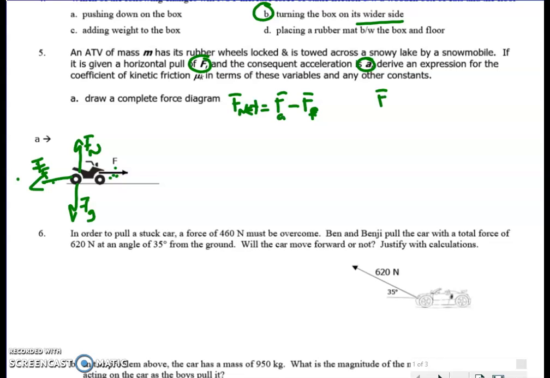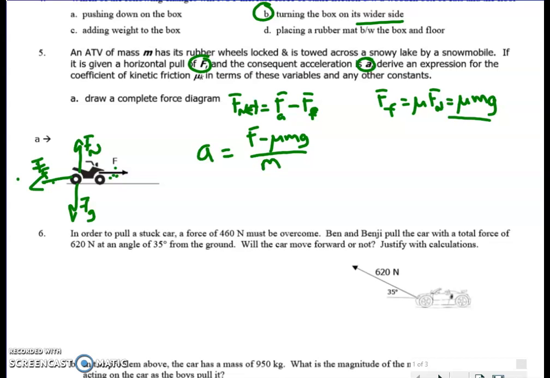And off to the side, I might say, okay, the force of friction is mu times the normal force, and that's going to equal mu times mg. Okay? So now I got F net. I'm going to apply the second law. A is F net over m, so that's F minus the force of friction. Now I'm going to put in that minus mu mg all over m. There's the second law. So now all I have to do is solve for mu.